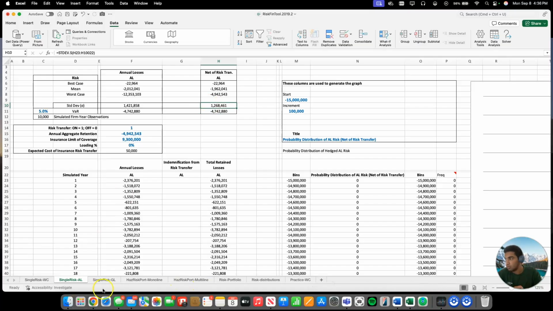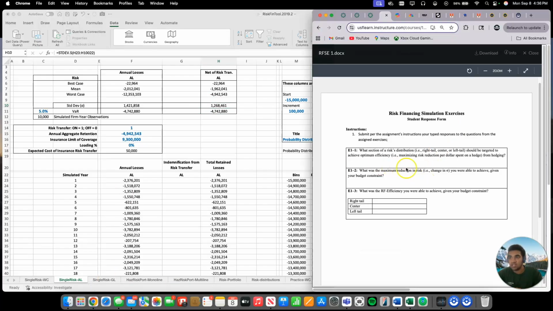Where did that document go? Right here. That's your maximum reduction of risk. You're going to look at the best case, the mean case, and the worst case. And what I would do is just type each case scenario out right here and type out what the difference was in the standard deviation. And the highest difference, the biggest difference, is your answer.